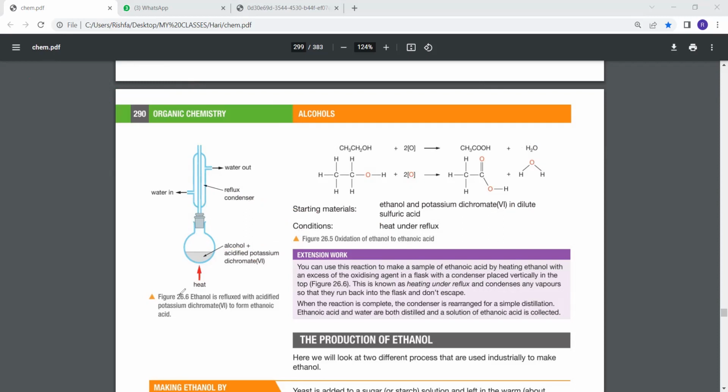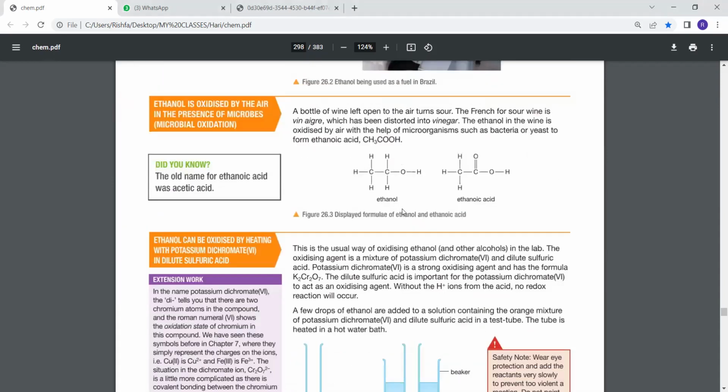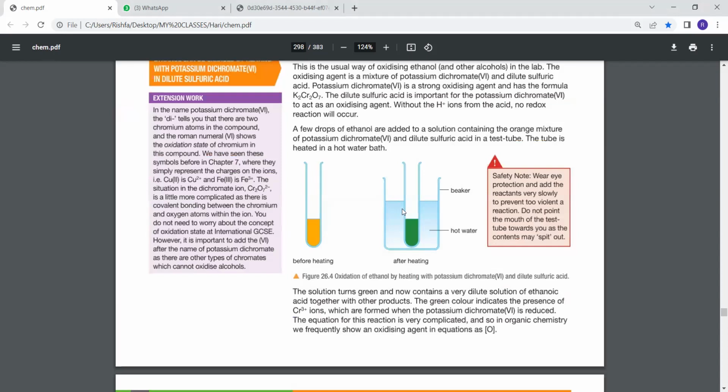Reflux condenser means we heat it under reflux. We keep on heating it, and when it vaporizes, it forms the liquid and comes back. So all the alcohol will not just escape out. Clear? That is the setup here. Ethanol is refluxed, or heating under reflux, means whatever vapor forms, we condense it back into liquid and heat it again, and we allow it to react. Are you okay with this ethanol reaction? Oxidation. Okay, that's it.